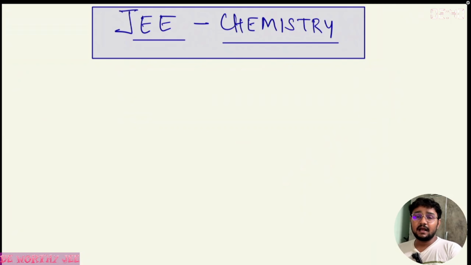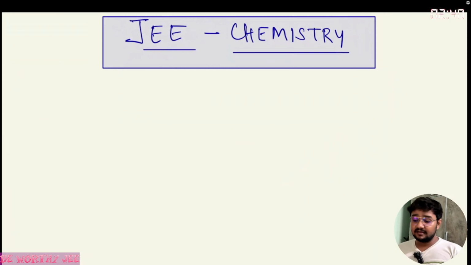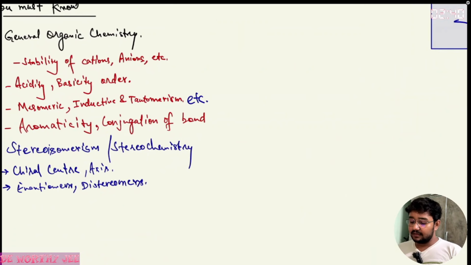Before that, in class 11th, you must be aware of a few things and you should revise a few things such as the general organic chemistry part, the stability of cations and anions, acidity and basicity order, nucleophilicity order as well, mesomeric effect, inductive effect, tautomerism, and a few more things, which are written here. You must also be aware of the chiral center, enantiomers and diastereomers, so that you can easily understand regioselectivity and stereoselectivity if you predict them.